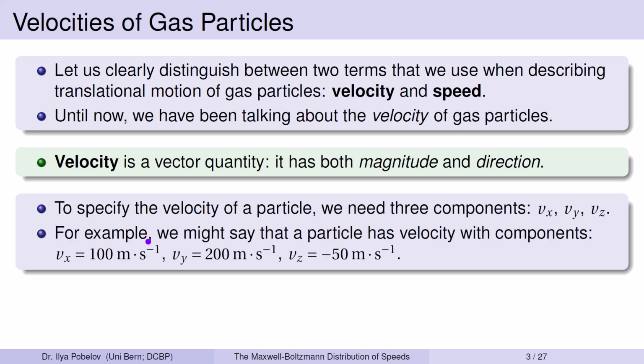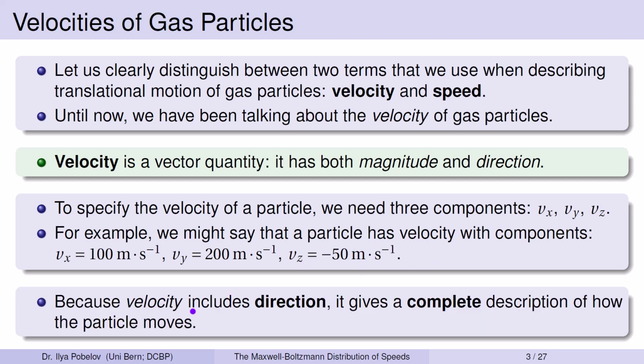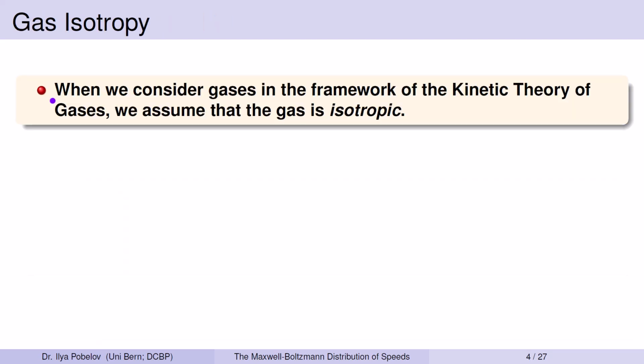For example, we might say that a particle has velocity with components of 100 meters per second in the x direction, 200 meters per second in the y direction, and minus 50 meters per second in the z direction. Because velocity includes direction, it gives a complete description of how the particle moves.